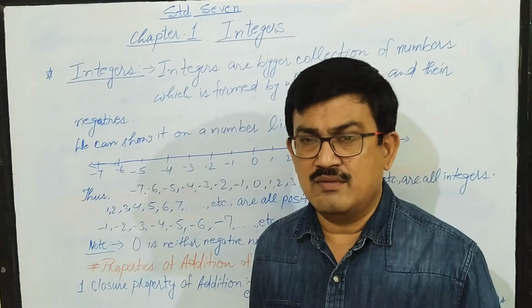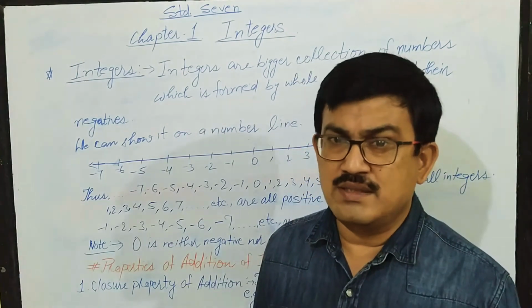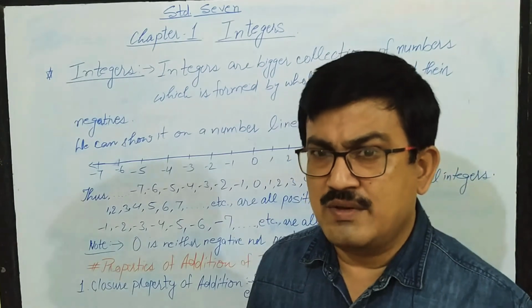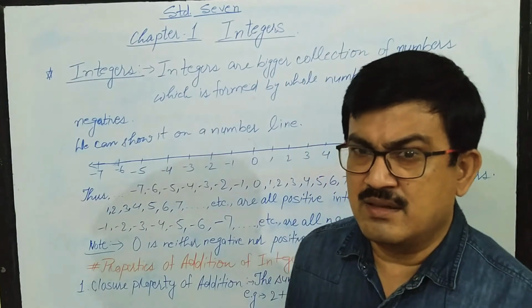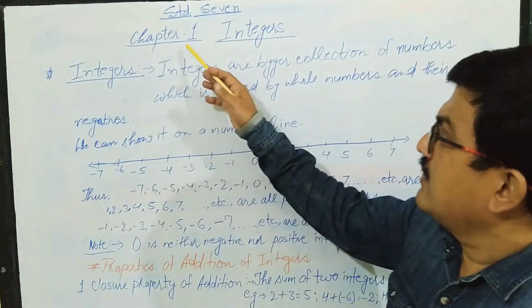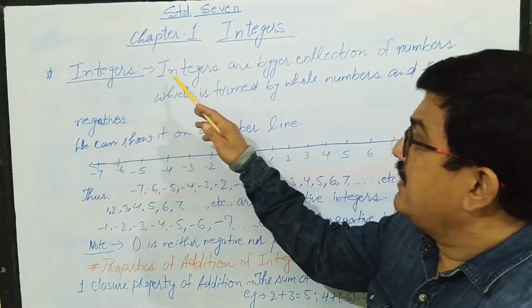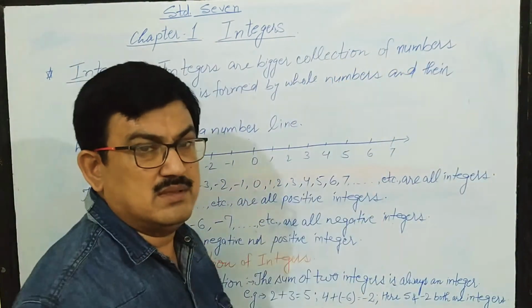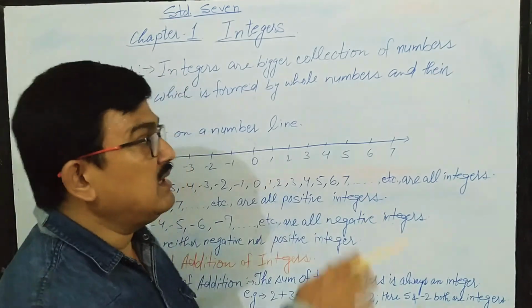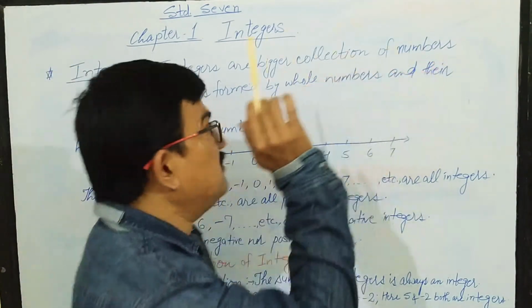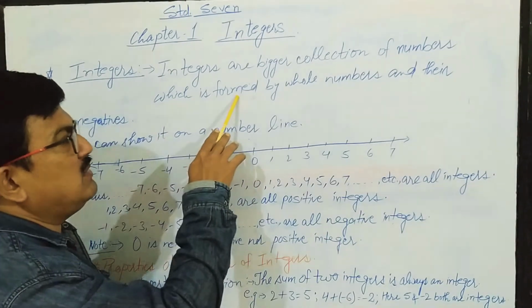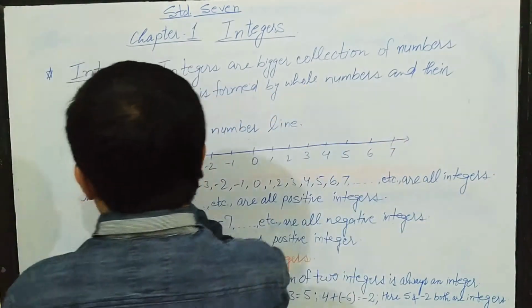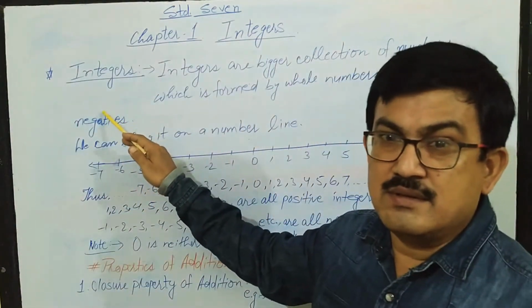It is about integers. First I will describe what an integer is, because you are very familiar with whole numbers. Now it is one step more. Integers are a bigger collection of numbers, which is formed by whole numbers and their negatives.